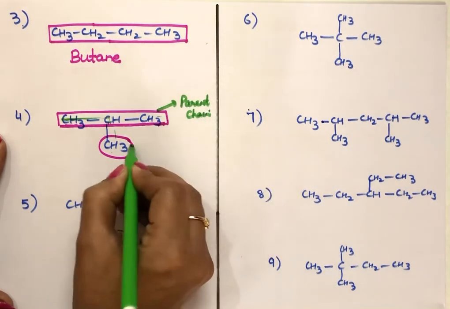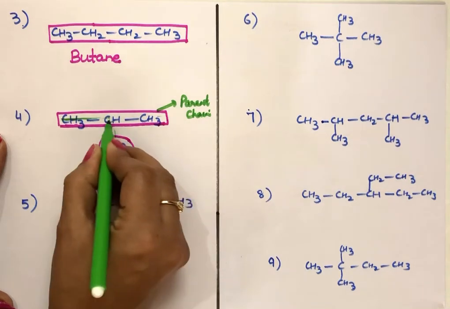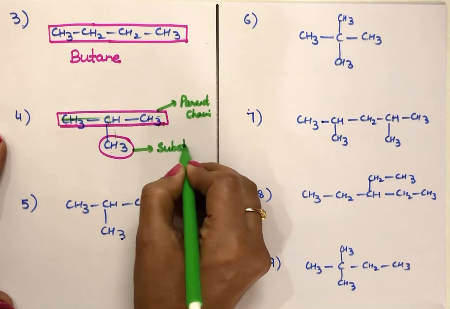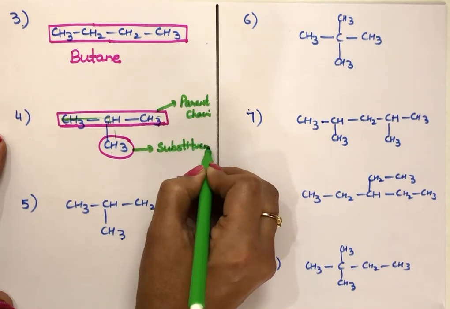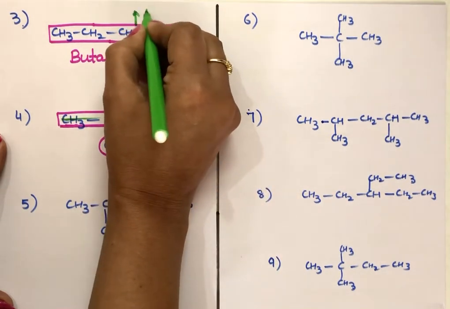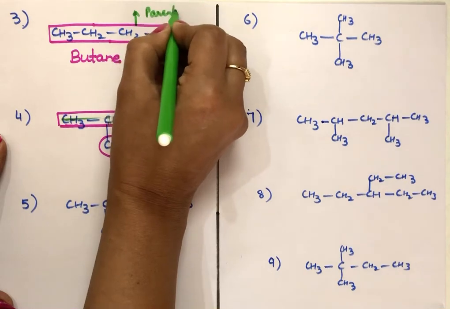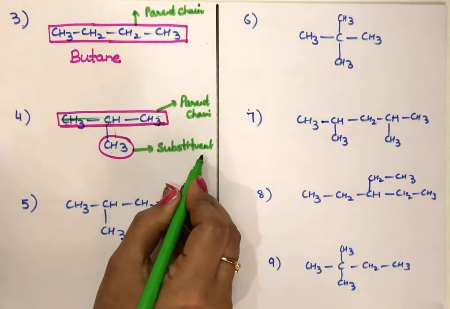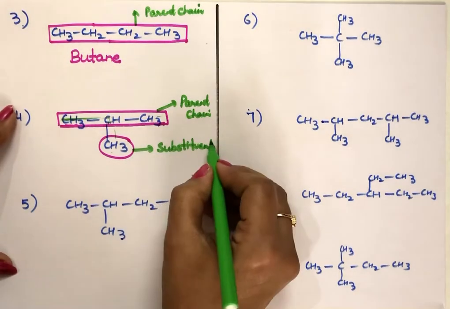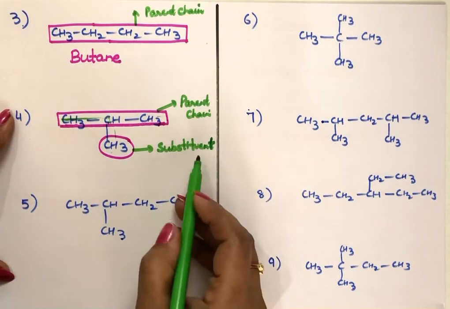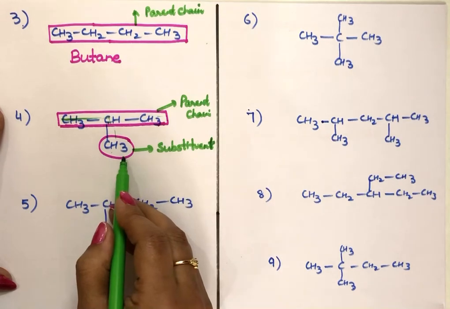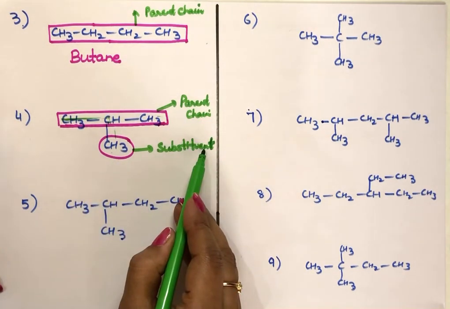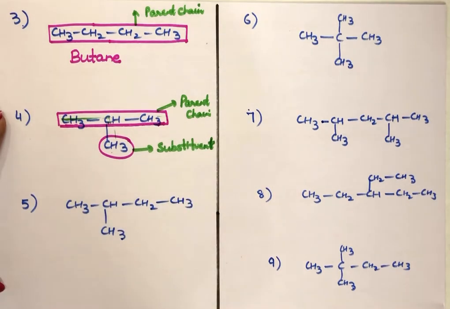And since this part is not coming in a parent chain, this is a substituent. While in the 3 examples that we have done before this, there was only a parent chain, there was no substituent here. And a substituent will always be an alkyl group. In class 10, in all the examples that we'll do, the substituent will be an alkyl group. So after choosing a parent chain and a substituent, now we'll write the name of this compound.